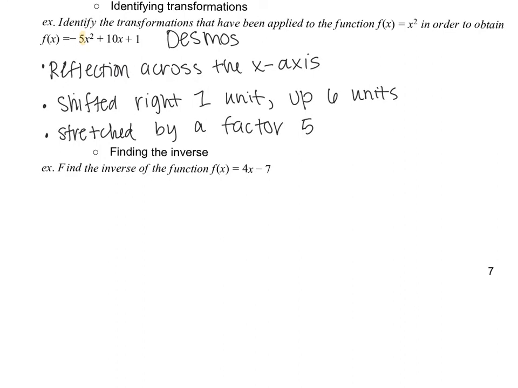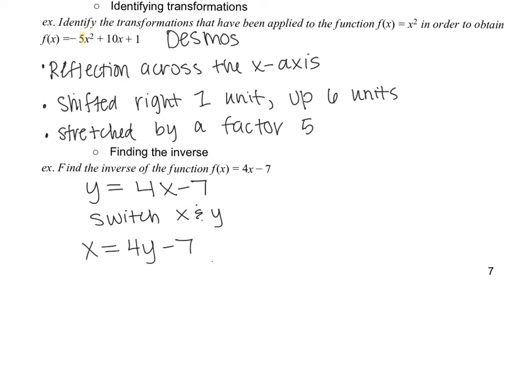Next thing we want to do is find the inverse of a given function. So we have the function f of x equals 4x minus 7. The first step in finding any inverse is to first write your equation as y equals. So we have y equals 4x minus 7. Next, we want to switch x and y. So we end up with x equals 4y minus 7.